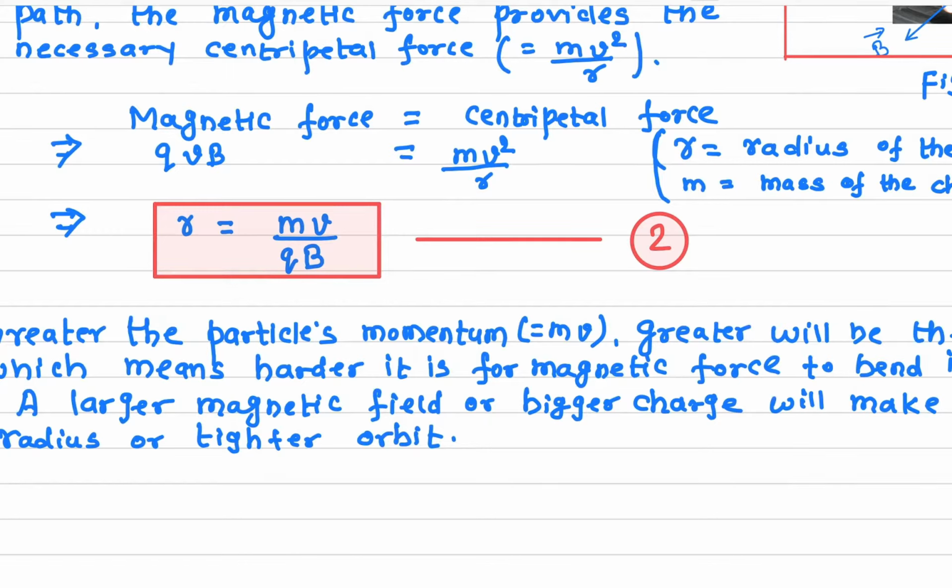And it is inversely proportional. R is inversely proportional to the charge. Also, R is inversely proportional to the magnetic field. That means if I put a charged particle in a stronger magnetic field, it will make a smaller circle or a tighter orbit. The same thing happens with the charge. The greater the charge, the tighter the orbit. Okay, so Q and B make a smaller orbit or tighter orbit. The mass and the velocity will make a larger orbit or looser orbit, or larger radius.